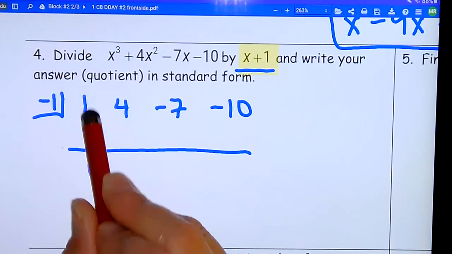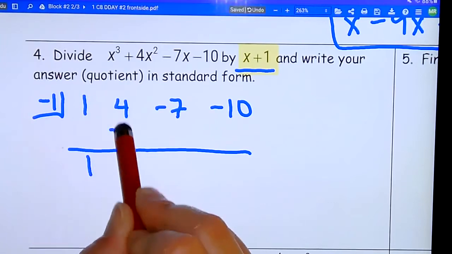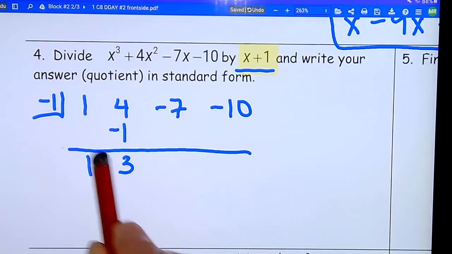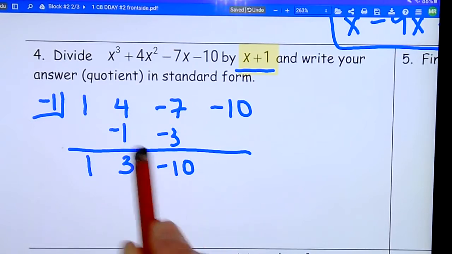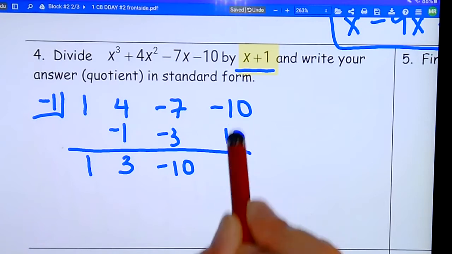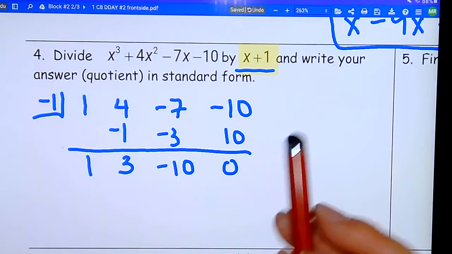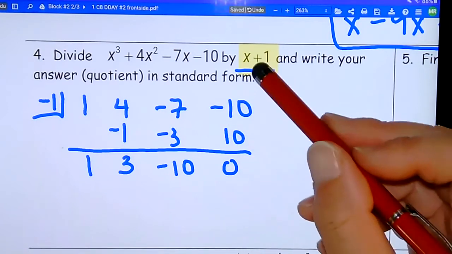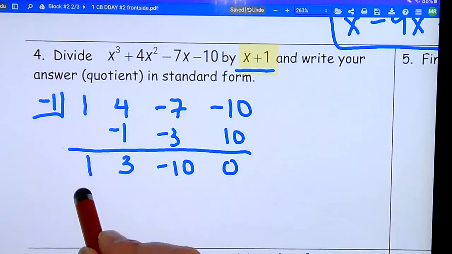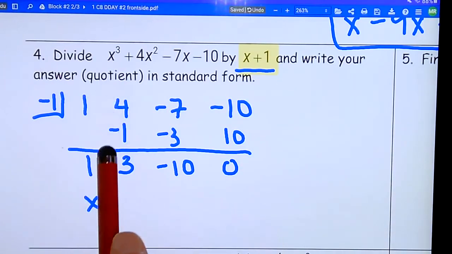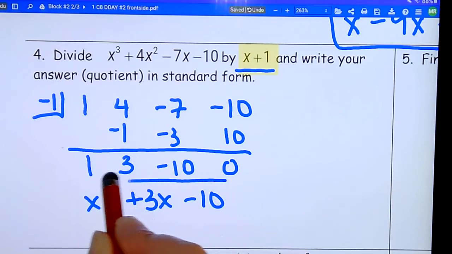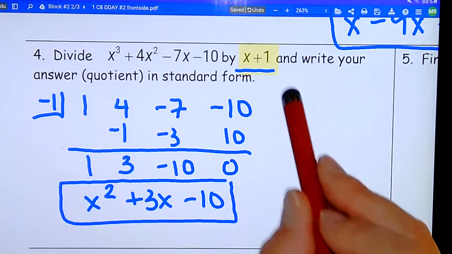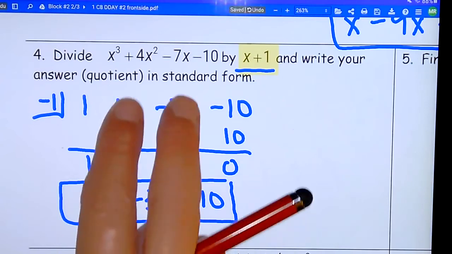Bring down our 1. 1 times -1 is -1. I add it, 3. 3 times -1 is -3. I add it, -10. -10 times -1 is 10. I add it, 0. So this was a factor. x plus 1 went in evenly. And what I get, since this is a degree 3, this is going to be 1 degree less: x squared plus 3x minus 10. That's our answer. x plus 1 times this gave me this.